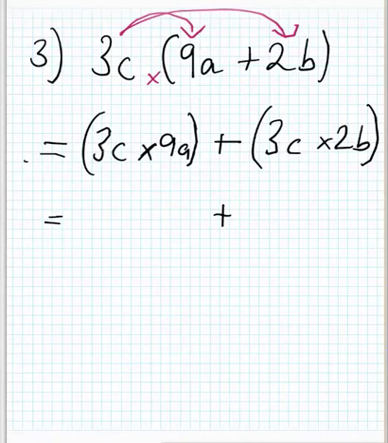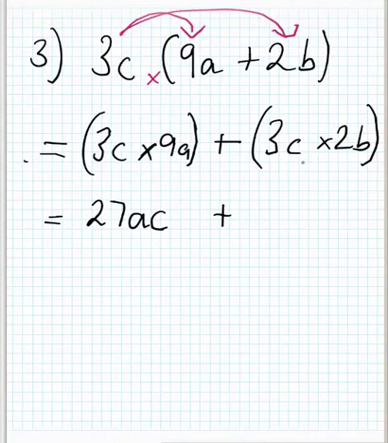And so now, with our numbers, 3 times 9 is just going to be 27. And c times a is just ca. Or we can put it alphabetically to have ac. And we know if we have ca or ac, it's the same thing. But it's better to have it in alphabetical order.